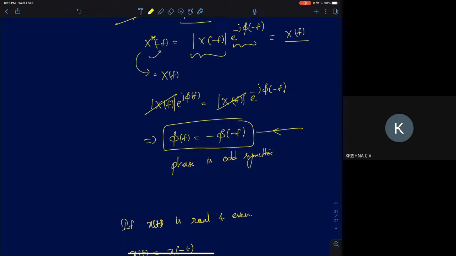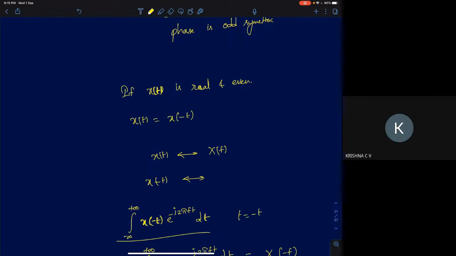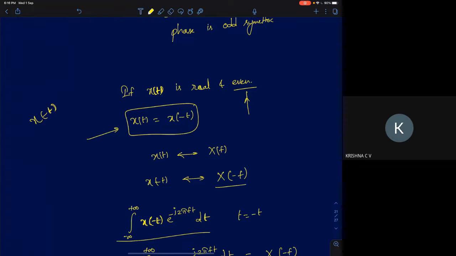Okay, this is a very important property of Fourier transform. The next property is, what if x of t is real and even? I'm also adding another condition, x of t is real and even. So even, you'll include this condition, x of t should be equal to x of minus t. If x of t has a Fourier transform of X of f, you can easily show x of minus t will have a Fourier transform of X of minus f.